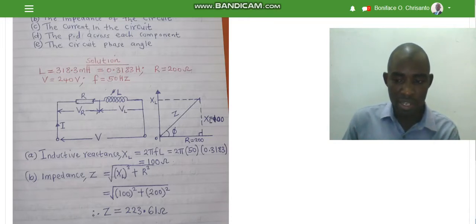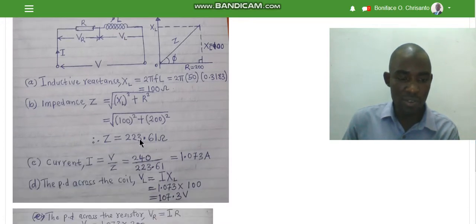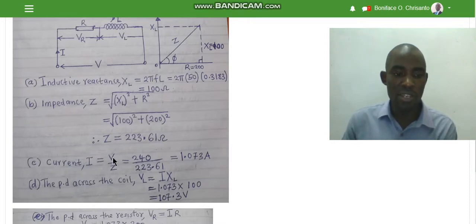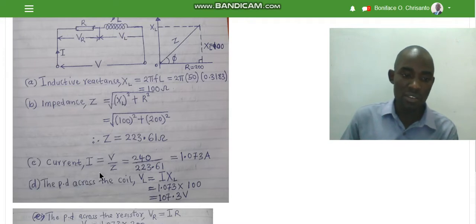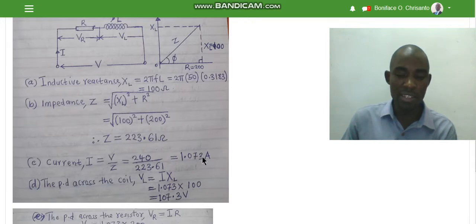Once you calculate that, of course, you will be able to get the impedance as 22.361 ohms. We go to current. In this case, current will be given by the voltage divided by the impedance. Remember, impedance is the combined opposition of the components connected in the circuit. So voltage over Z: 240 divided by this gives 1.073 amperes as the current flowing in the circuit.